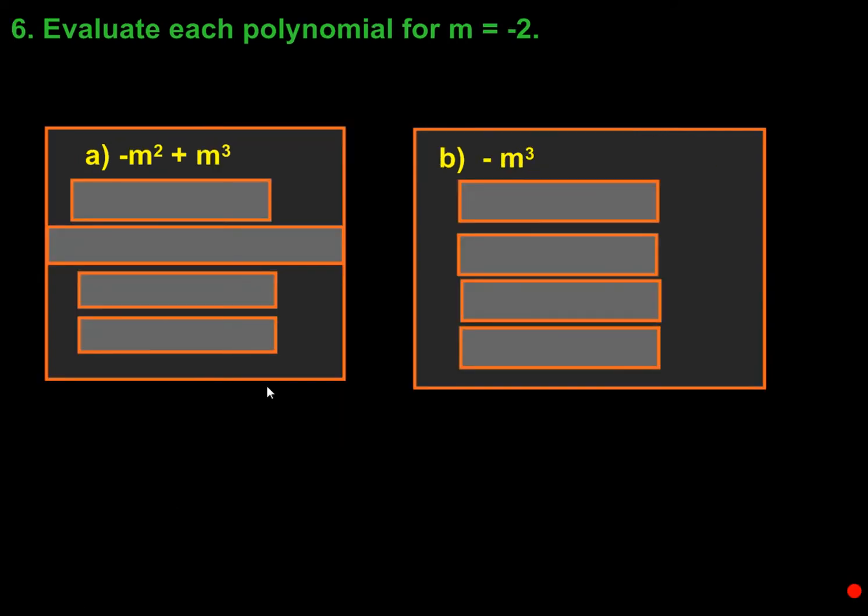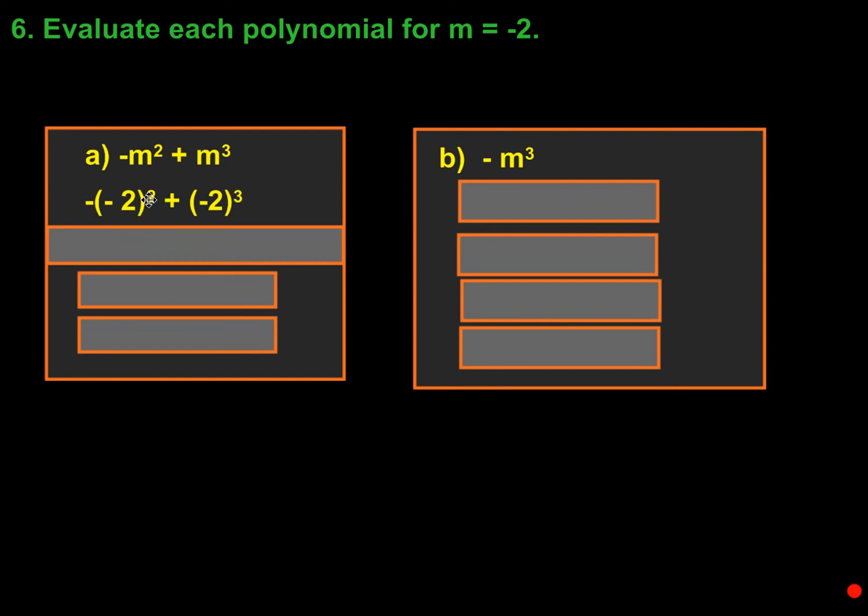Next, we're going to be evaluating polynomials for m equaling negative 2. So we're going to plug negative 2 into each of these. This one's a little complicated, so we want to make sure that we put the negative 2 in parentheses, and everything outside of the m gets carried down into the problem. So that negative goes out here, the exponent of 2 goes out here, and the negative 2 goes inside the parentheses. Same thing on this side, we have negative 2 in parentheses with the 3 exponent outside.